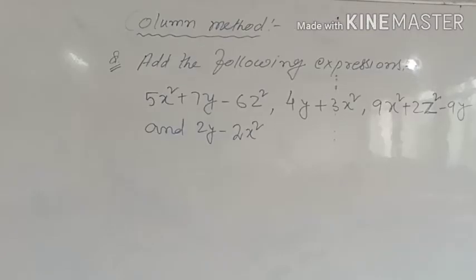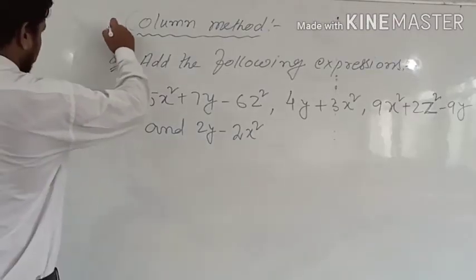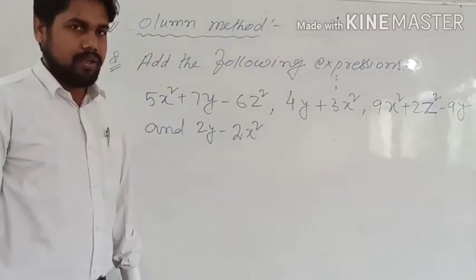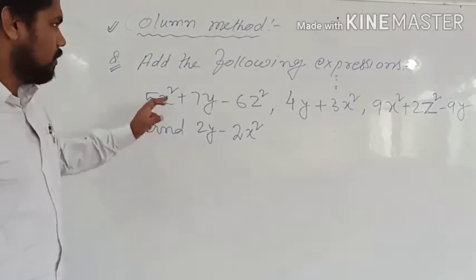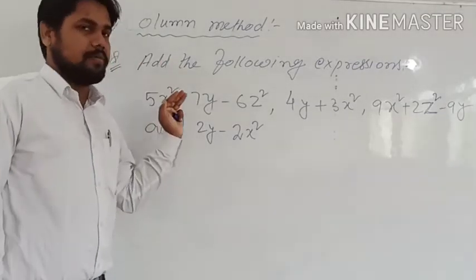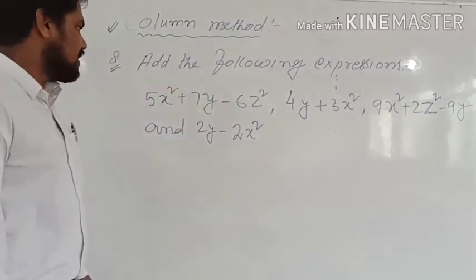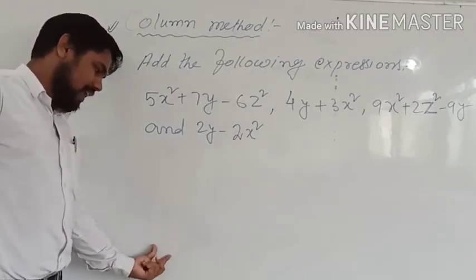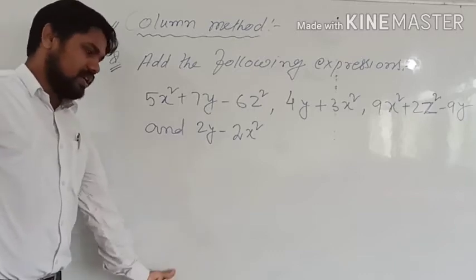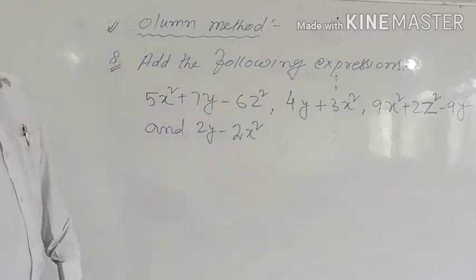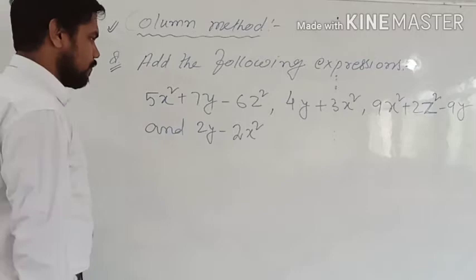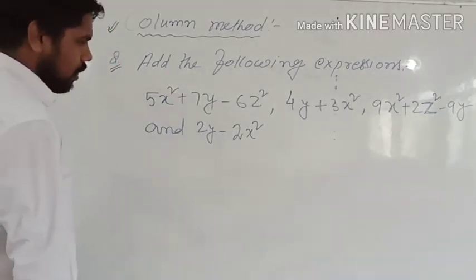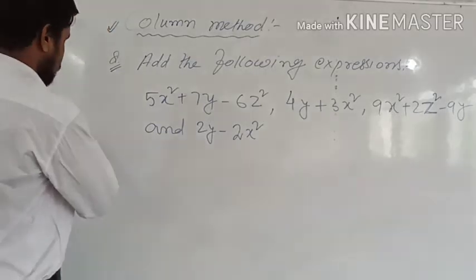Now we will discuss another method which is called column method. Okay. So column method, from the name itself you may be able to understand what the column method is. Means we first arrange the numbers in column. So how can we arrange the numbers in column? That is the most important thing. We can arrange the column for like terms, for all the like terms we will keep one column.